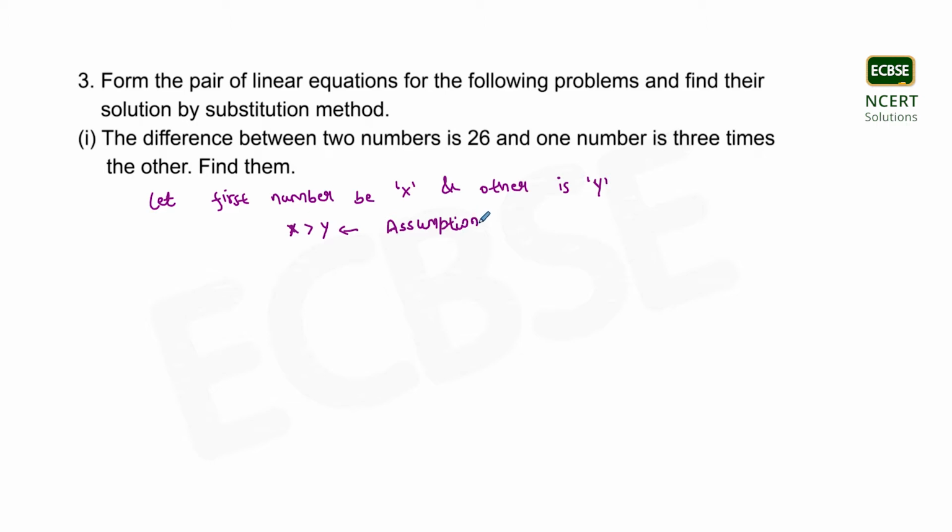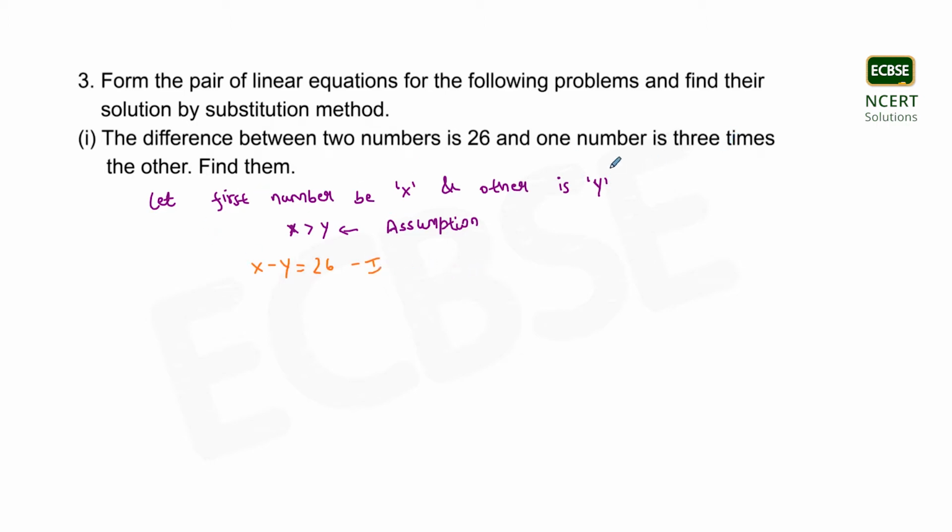So according to the problem, the difference between the two numbers is 26, means x minus y is equal to 26. Since x is greater than y, x minus y is equal to 26. Suppose we had assumed that y is greater than x, then the linear equation in this case would be y minus x is equal to 26. But our assumption is x is greater than y, so the linear equation formed is x minus y is equal to 26. So this will be the first linear equation.